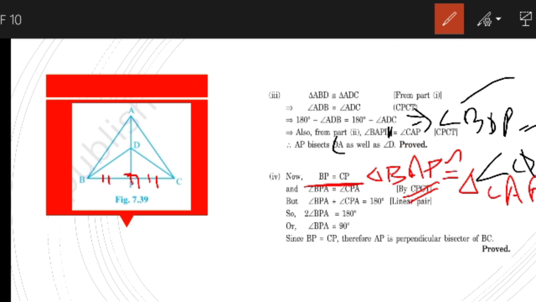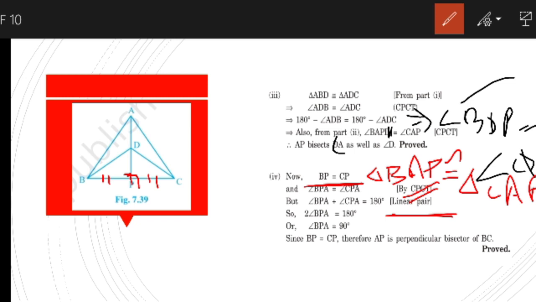Now we will add these two angles. Since the point P lies on a straight line BC, we add these two angles and say the sum is equal to 180 degrees. So 2 times angle BPA is equal to 180, so angle BPA is equal to 180 by 2, that is 90 degrees.